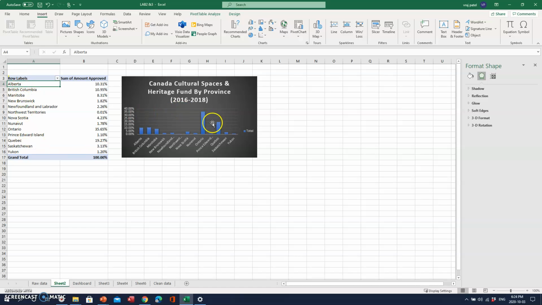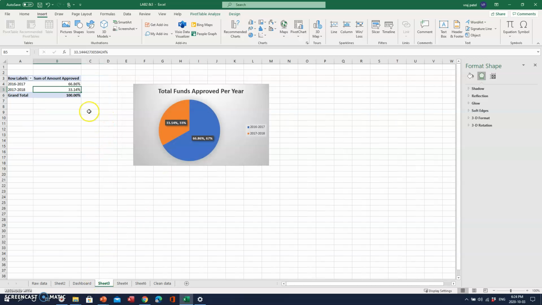So here is Ontario, which is the top at 35%, because there are so many organizations in Ontario and they have got so many grants. And Alberta has 10.31%, British Columbia 10.95%. So here is all the comparison by province.